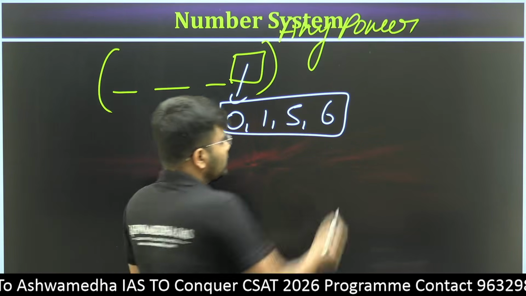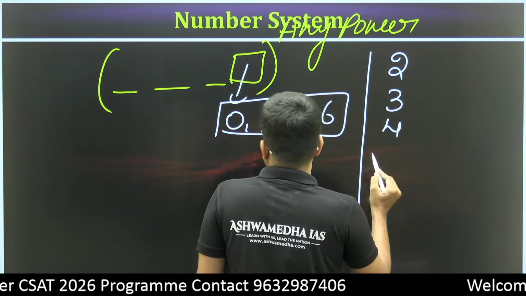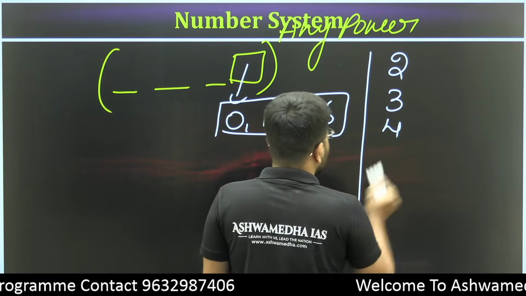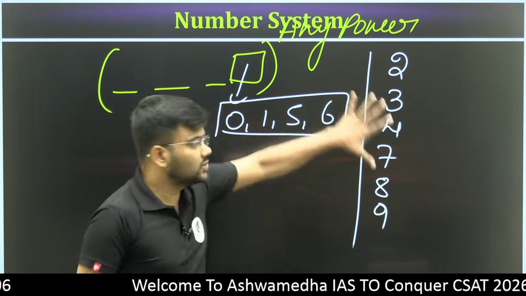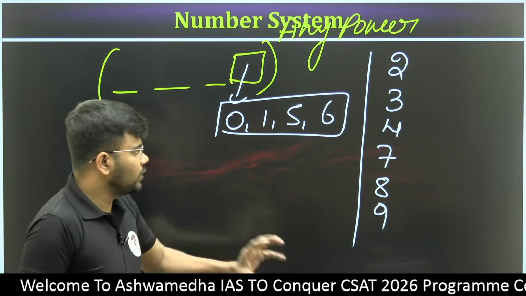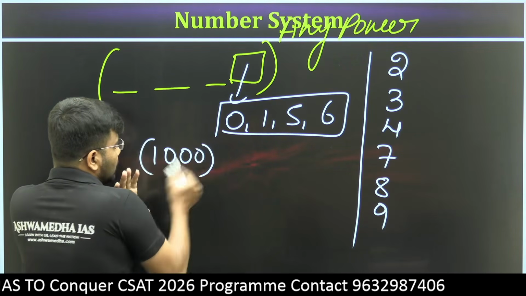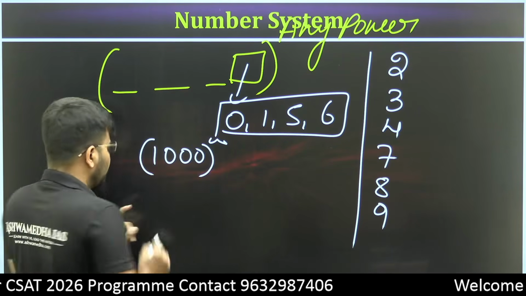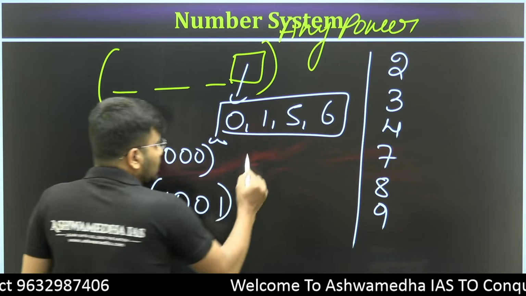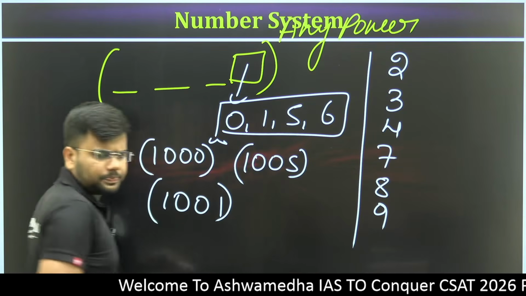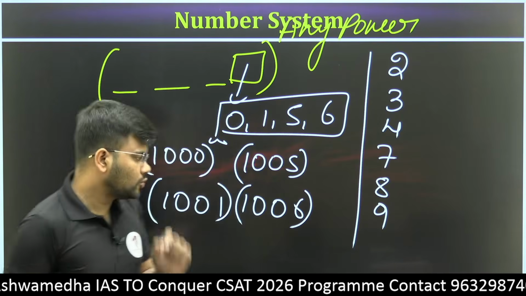I hope it's clear. Now, the remaining digits which have been left are 2, 3, 4, 7, 8 and 9. These are the digits you are supposed to find out. If these digits come, how are you supposed to do it? Guys, observe carefully. Again I am telling you, 100 to the power of anything, the unit digit would be 0. 1001 to the power of anything, the unit digit would be 1. 1005 to the power of anything, the unit digit would be 5. 1006 to the power of anything, the unit digit would be 6.